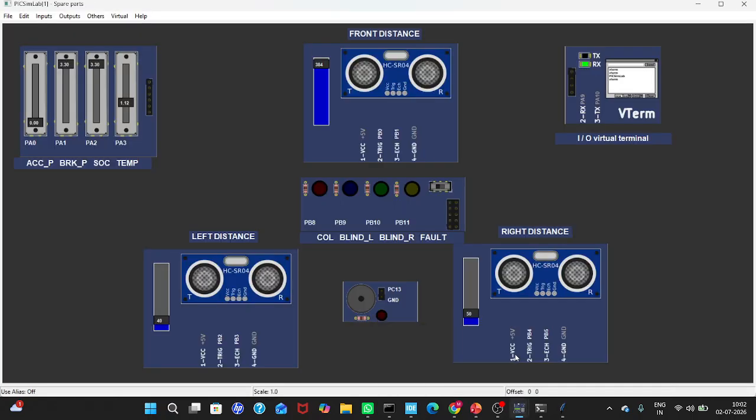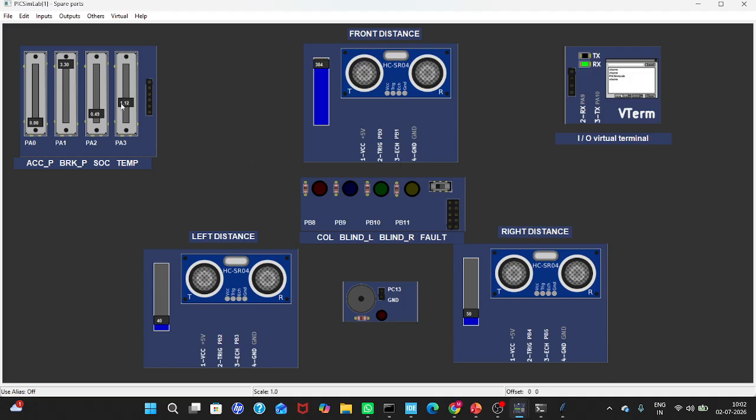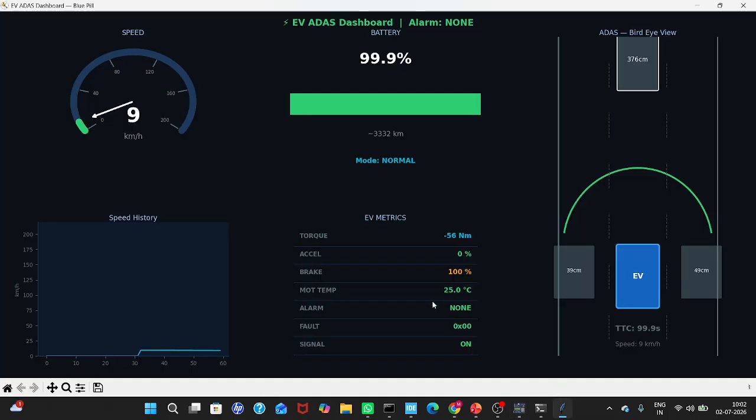And now, yeah, we can observe this. I am decreasing this SOC, and torque is minus 56, brake, motor temperature, alarm, fault and signal. And when I reduce the temperature this much, we can see the motor temperature is reduced to 25 degrees Celsius.